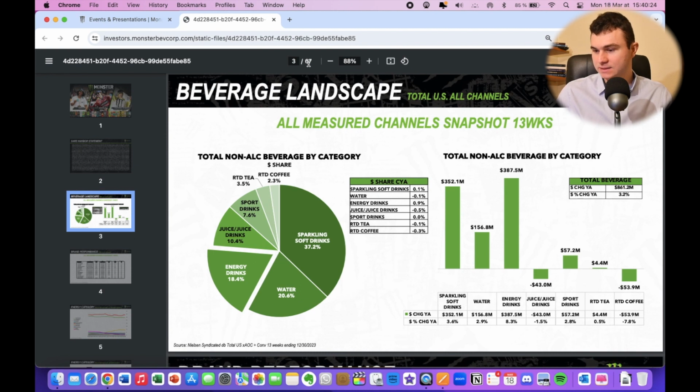Okay, beverage landscape. Let's see, they talk about the industry, total non-alcoholic beverage by category. Okay, so that's non-alcohol. They are here. Okay, so you have some good stats about the industry. Energy drinks are 20% of the whole industry of non-alcohol beverage.